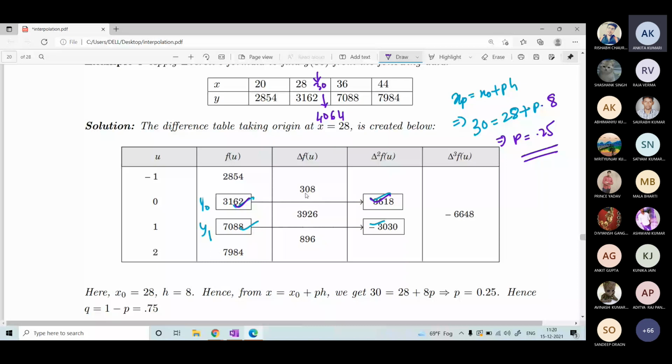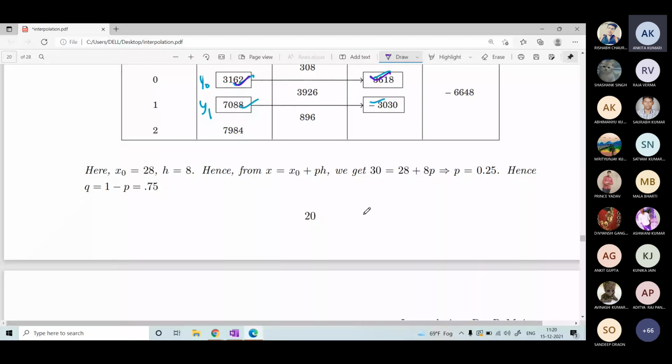Okay, so these are the methods. You will have to study yourself. I have already uploaded the PDF, so you go through it. So these are the methods to interpolate the data which are evenly spaced. So these are the methods for evenly spaced data.